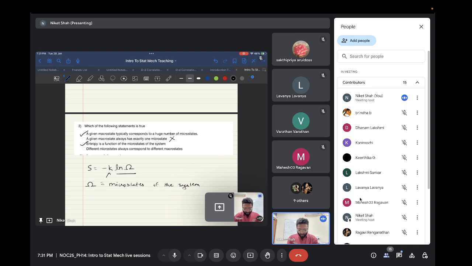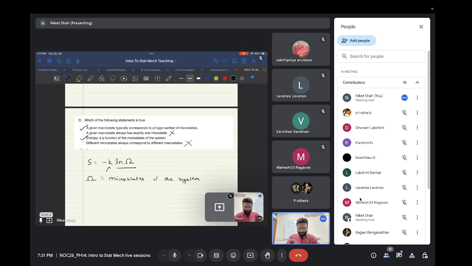Different microstates always correspond to different macrostates. This is wrong. They need not always correspond to different macrostates. One macrostate can have many microstates. So those many microstates will always correspond to only one macrostate. Vice versa, obviously. So option number 4 is wrong. If you have any doubts here, you can ask me. Otherwise, we can move to the next question.